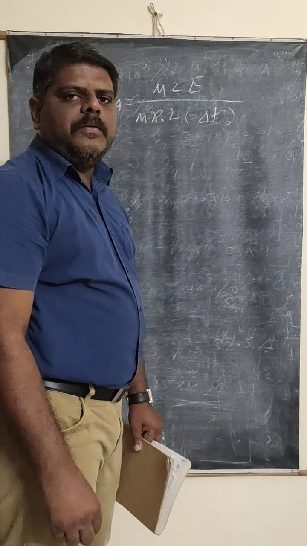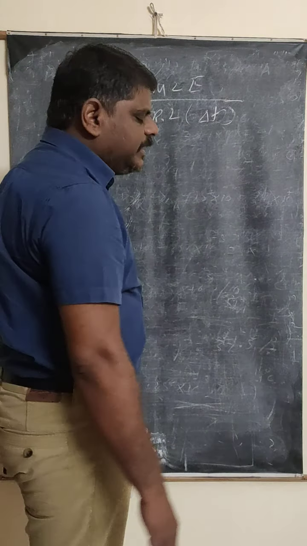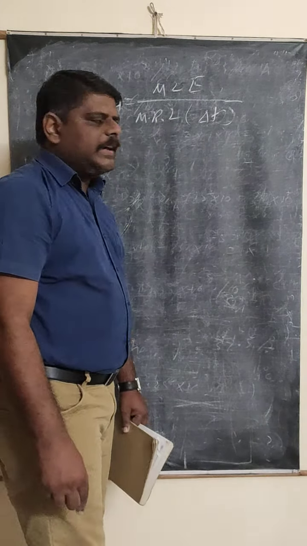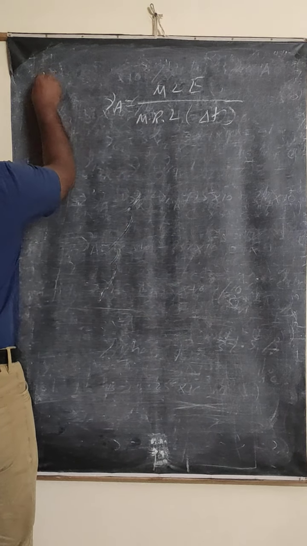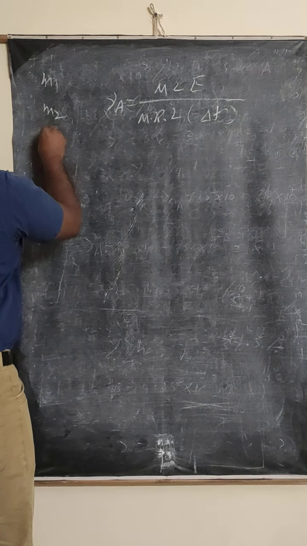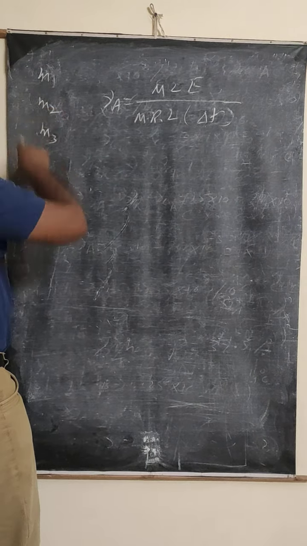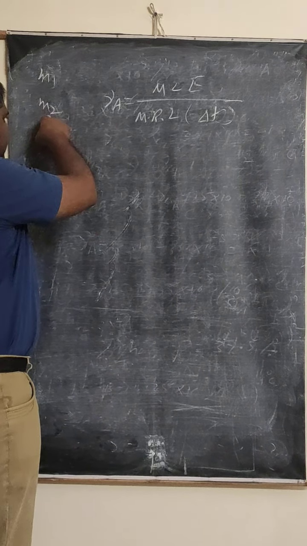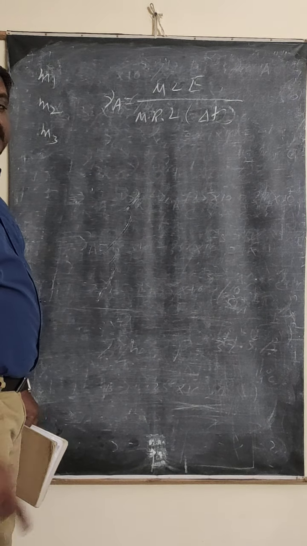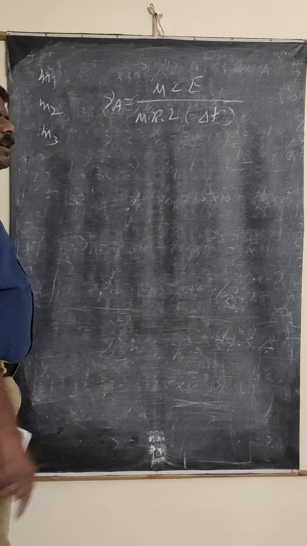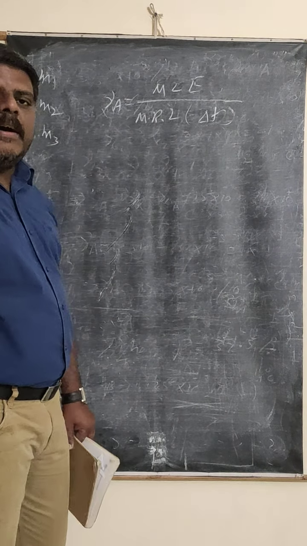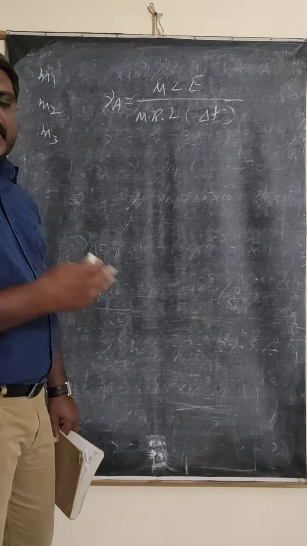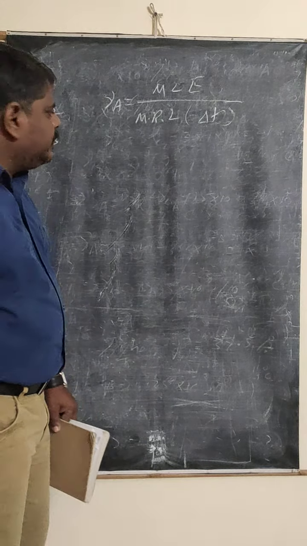If I don't have the weights or the masses, I already told you that you can use either weights or masses. How many masses will be there? M1, M2 and M3. M1 is the mass of the empty bottle, M2 is the mass of the bottle plus liquid before heating, and M3 is the mass of the bottle plus liquid after heating. After heating, some of the liquid overflows.